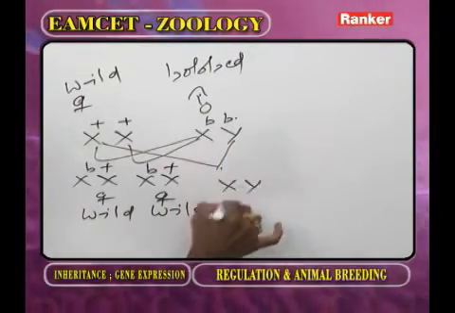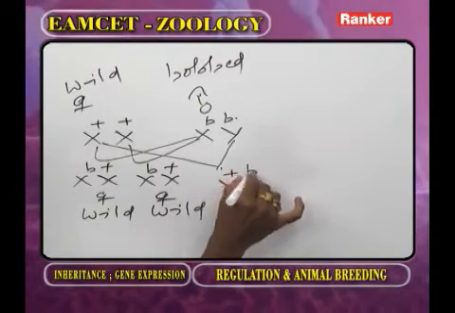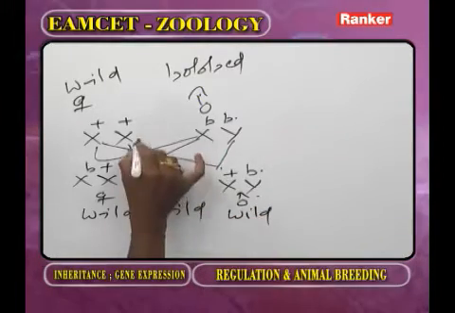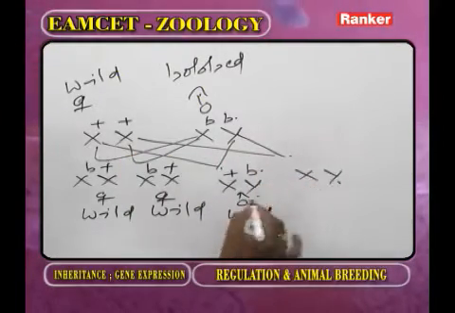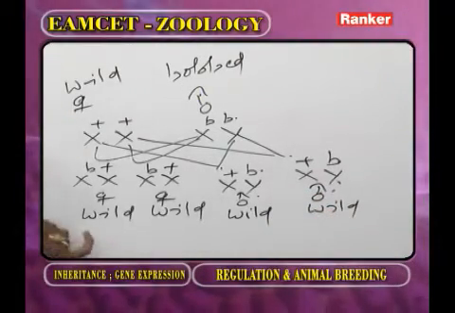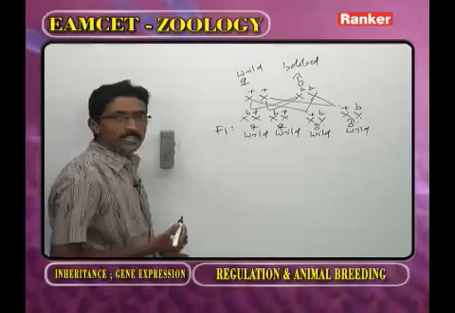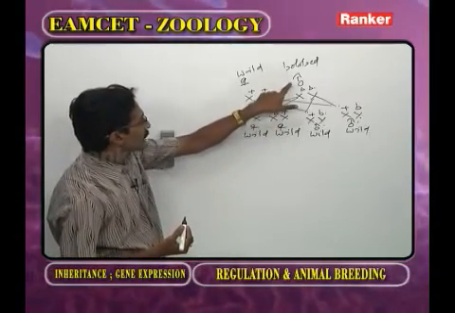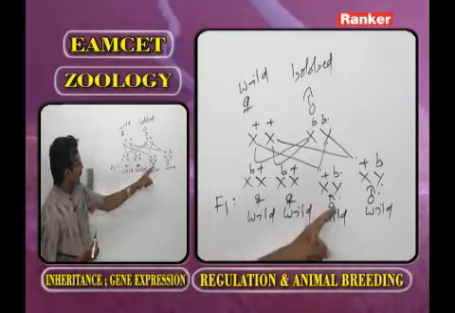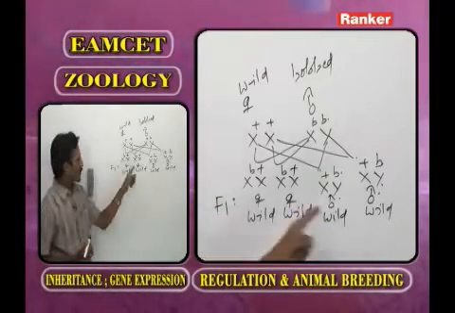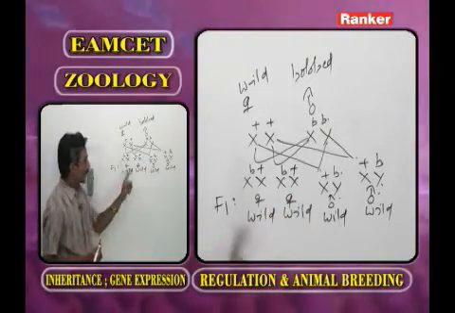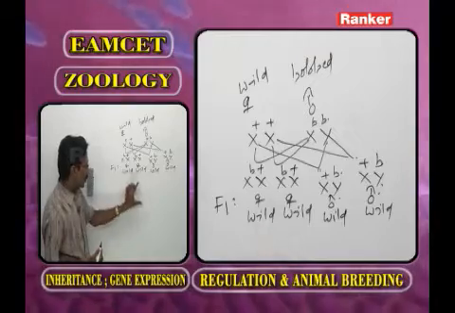Now we go for this cross. Here plus b, male, no bobbed bristles, wild. We go for the next cross, plus b, male, wild. Now you observe the F1 generation. Whenever the bobbed male is crossed with a wild female, you observe the cross. In the F1 generation, we are getting all wild. That means the bristles are normal. Now you take any two individuals and go for the F2 generation. You use a checkerboard.